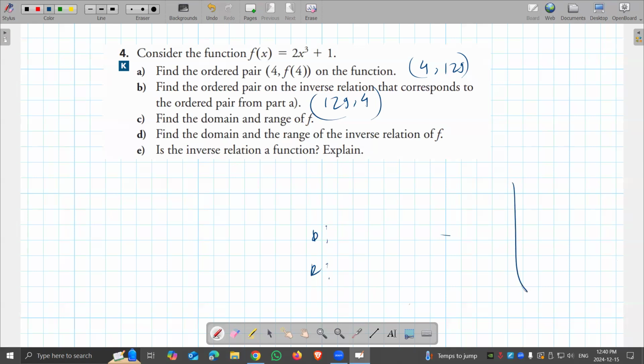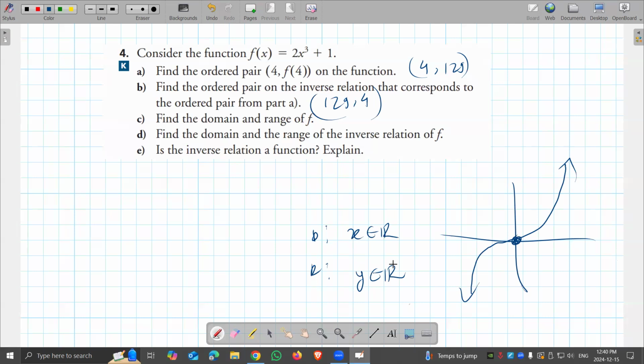So right, let me draw it. So cubic function looks like this. Goes through the origin. What do you think the domain is for this? X is an element of the reals. What do you think the range is for this? Y is an element of the reals. Easy peasy, okay?